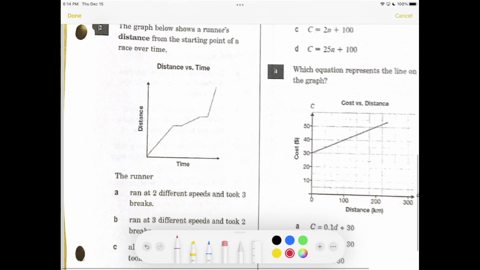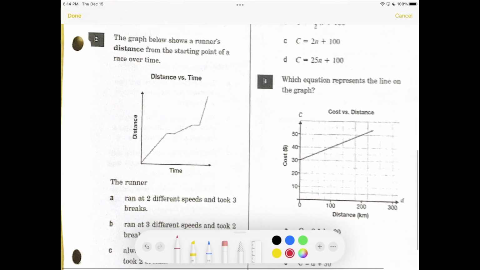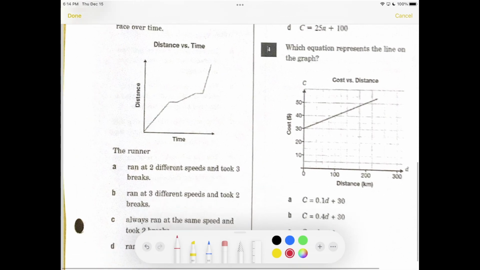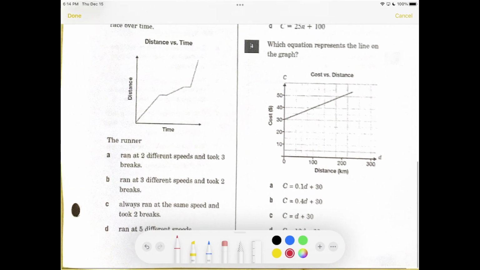Let's move on to number 2. The graph below shows the runner's distance from the starting point of a race over time. Let's look at what he did. So we know that he was moving for the first part. So number 1, he was moving. And then for number 2, for this second part, he was resting.